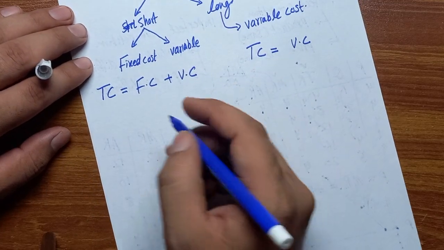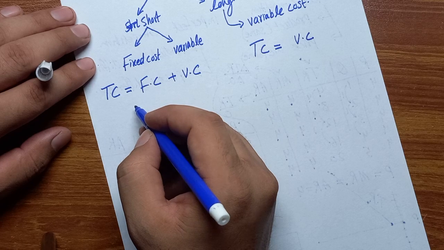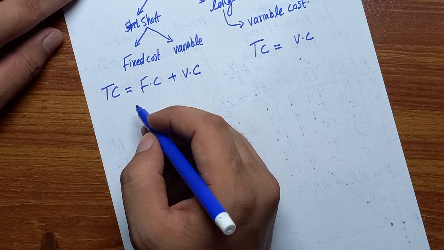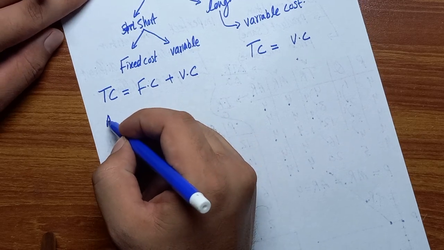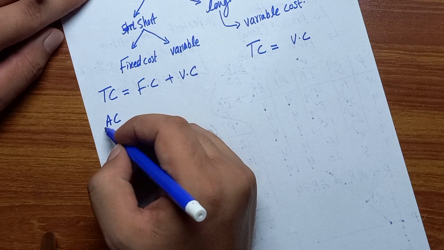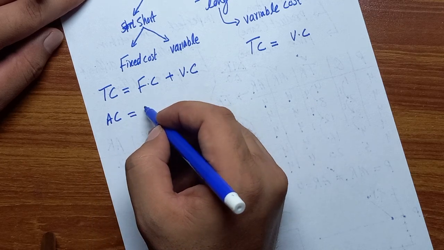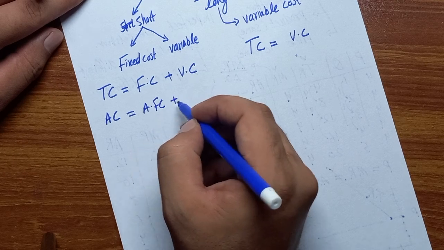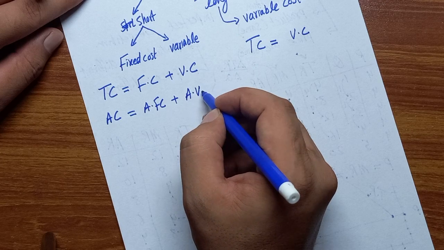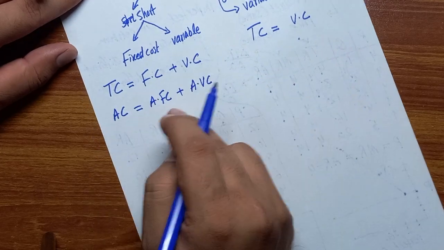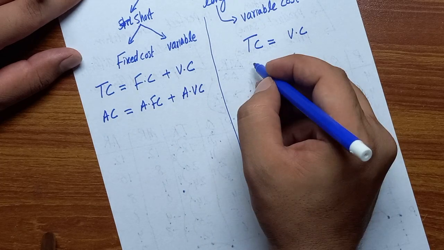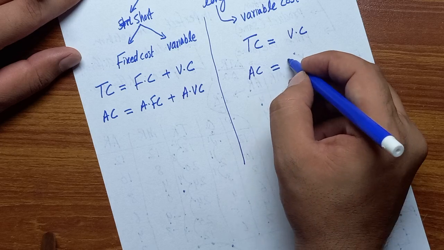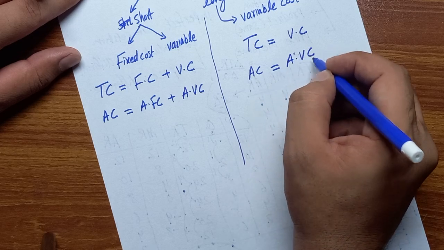So now, how do we find the average cost? Average total cost is equal to average fixed cost plus average variable cost. This is for the short run, and for the long run the average total cost is equal to average variable cost.